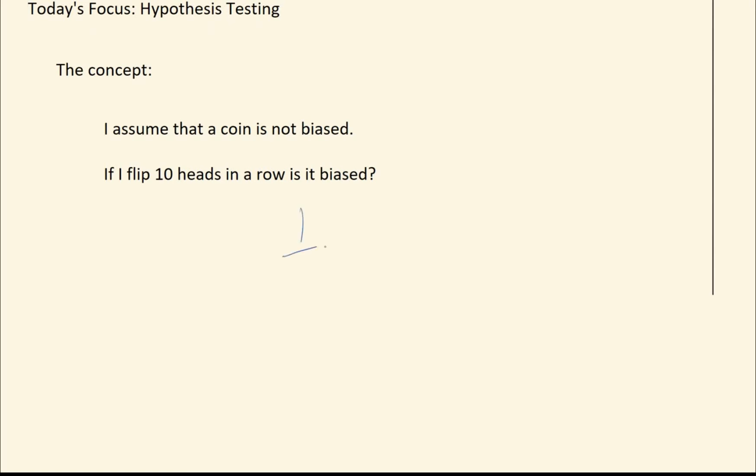Because the odds of getting 10 heads in a row is going to be 1 over 2 to the power of 10, which is now 1 over 1,024. Just for context, that is less than 0.1%. So at this point, there's probably a decent amount of evidence to suggest this coin is not going to be fair. And that is the whole idea of hypothesis testing.